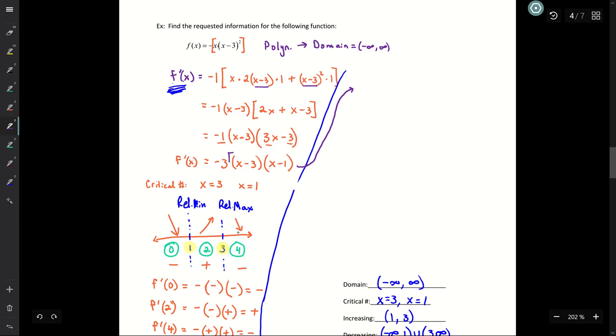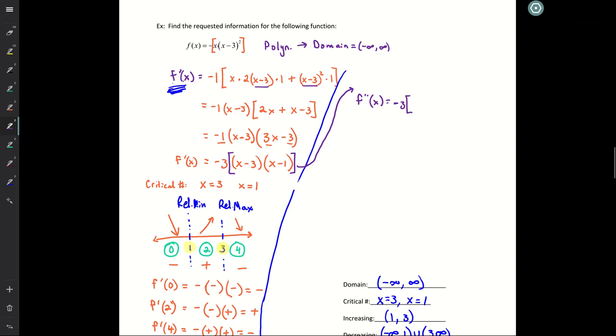The one thing I'm going to do is I'm going to separate that negative 3 out as a constant. So I'm going to say f double prime of x is going to equal the negative 3. I'm going to leave where it is. And then on the inside, I'm going to have to do product rule. So we've got the product of the x minus 3 and the x minus 1, if I choose to leave it like that. And what I could do is multiply that out and then just take derivatives of that as a polynomial. That might be easier. I'm going to go ahead and use product rule just because I'm on a roll here.